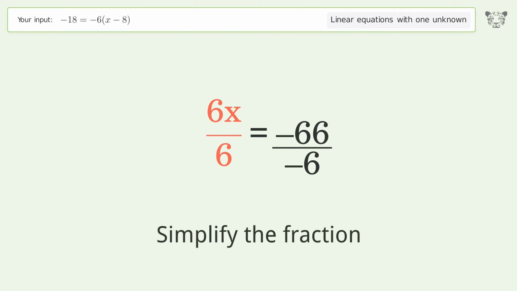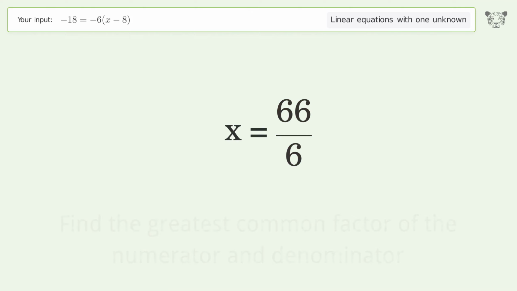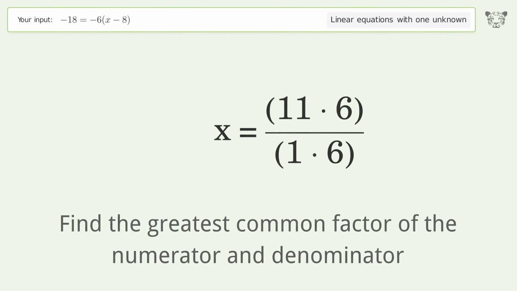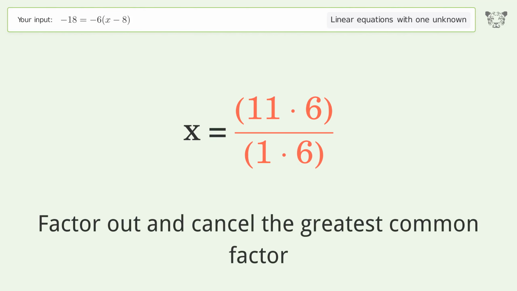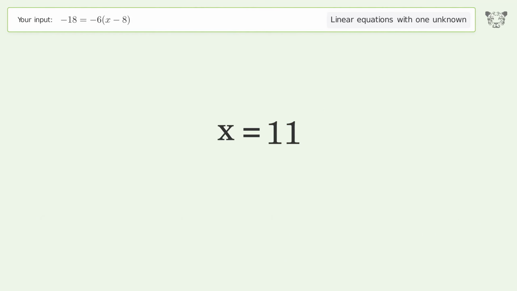Simplify the fraction. Cancel out the negatives. Find the greatest common factor of the numerator and denominator. Factor out and cancel the greatest common factor. And so the final result is x equals 11.